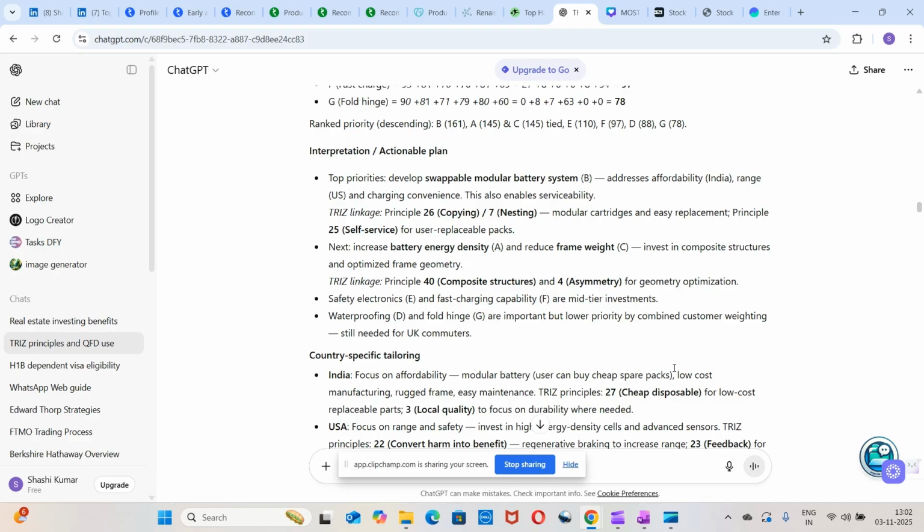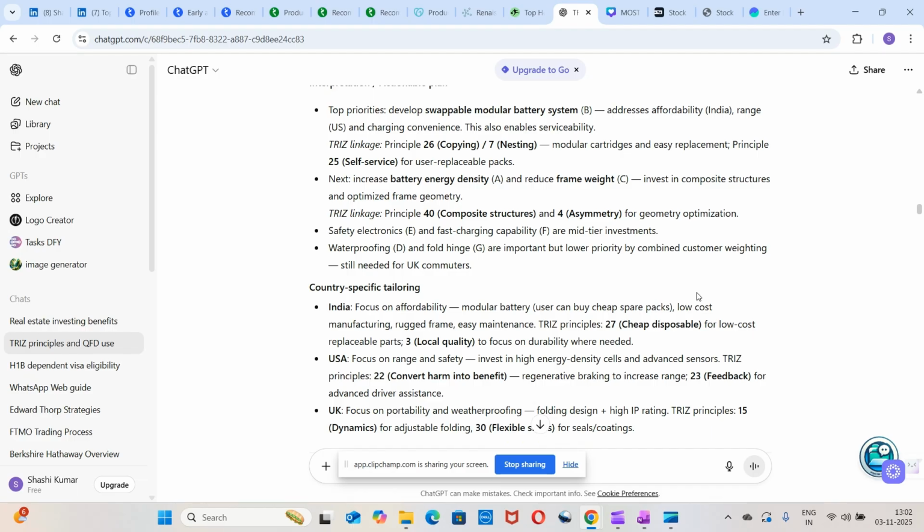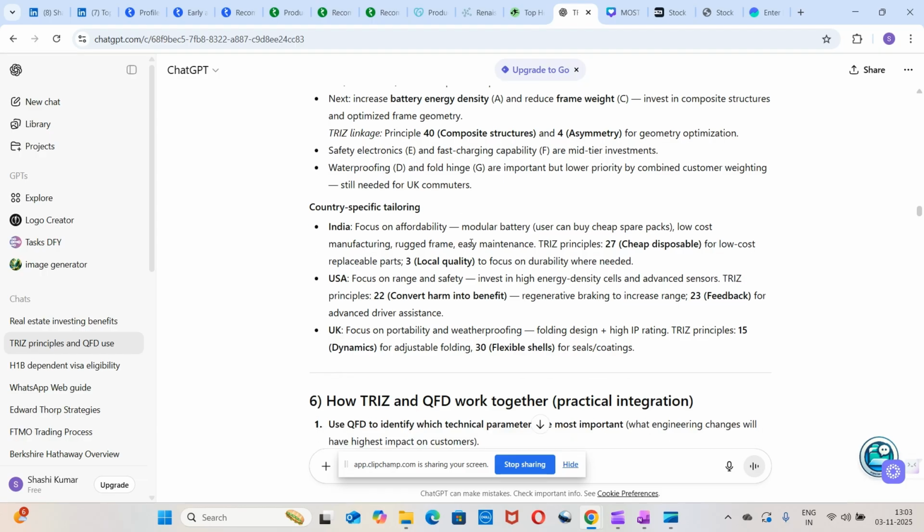Next, safety electronics and fast charging capability are mid-tier investments. Waterproofing and fold hinge are important but lower priority, but combined consumer weighting is still needed for UK customers. Okay, so that's how you apply it. Once you come up with the top priorities from the QFD, you apply the TRIZ principles to come up with innovative solutions, like modular cartridges, easy replacement, composite structures, frame geometry optimization, etc. Okay.